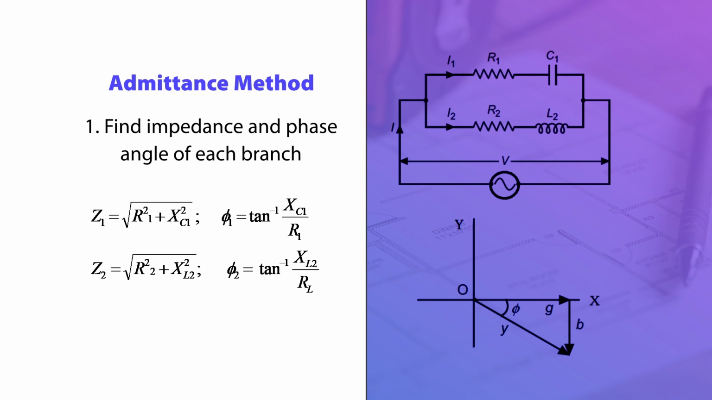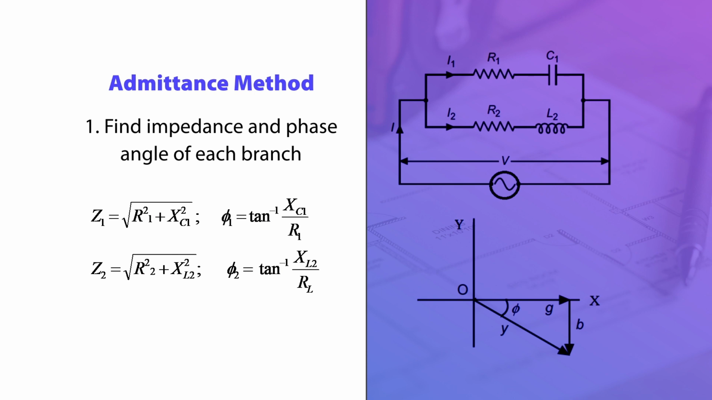Now you have to find the phase angle in branch 1. The phase angle in branch 1 can be calculated as phi 1 is equal to tan inverse XC1 upon R1. And XC1 can be written as 1 upon 2 pi FC1, because you have a value of C1. So you just have to put the value of frequency and the value of capacitance, and you can easily calculate the value of capacitive reactance. So now you have calculated the impedance and phase angle of branch 1.